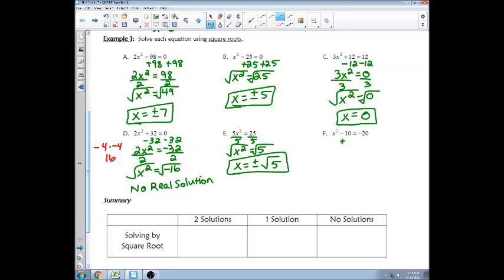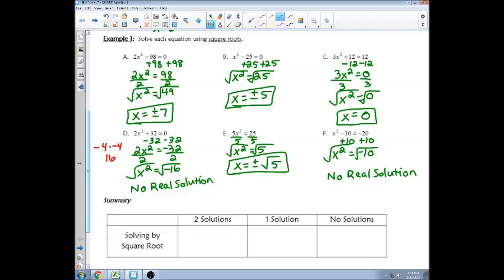Now for part F, I need to add 10 to both sides. So x squared is equal to negative 10. Take the square root. So there is, again, trying to take the square root of a negative number. So no real solution.